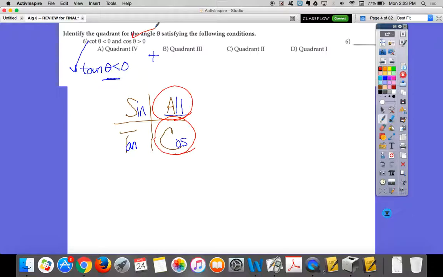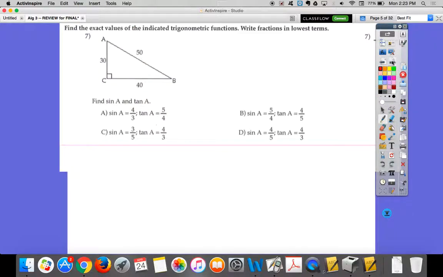Now of the two that we've got circled, quadrant 1 and quadrant 4, in which one will tangent be negative? Well, we know that everybody's positive in the first quadrant, so tangent can't be negative there. So that one is out. The only one that survived is quadrant 4. That's the one that meets both conditions. So we want A, quadrant 4.